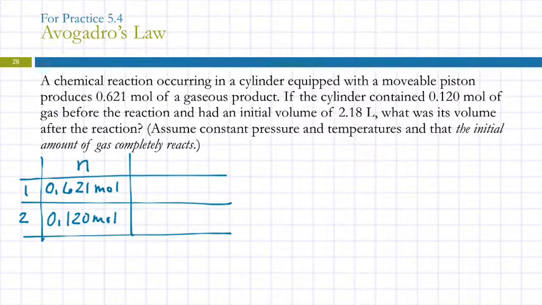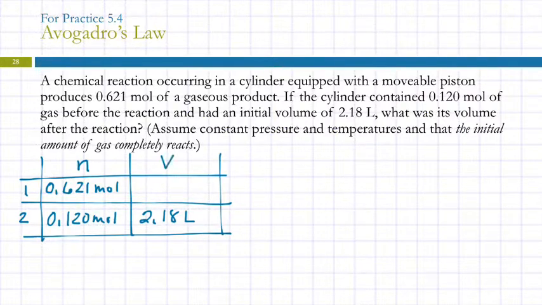And the next number is 2.18 liters. Now we do have to consider the words in the problem. 0.12 moles of gas before the reaction. The initial volume is 2.18 liters. So these two quantities are associated with each other. Those are at the same time. That's before the reaction. Now, I put this number of moles in row 2, but that's okay because 1 and 2 don't have to be before and after the change. They're just identifying which things go together. So the 2.18 liters goes with the 0.120 moles.